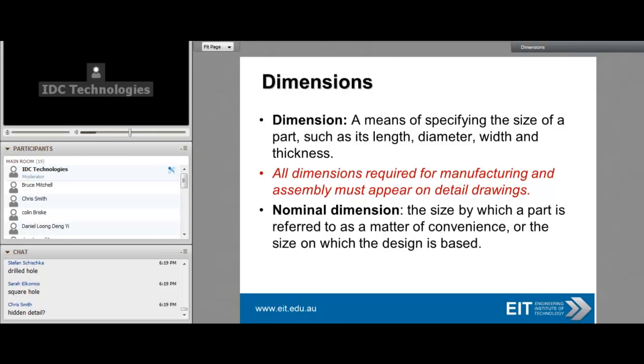Let's talk about dimensions. Well, why do we need dimensions, guys? Why do we need dimensions? Now, don't give me any of these answers here, because that's all in front of me as well as in front of you. But what other reason do you think, apart from what's here on the slide, do we need dimensions on a drawing? Well, we've got some pretty good answers there.